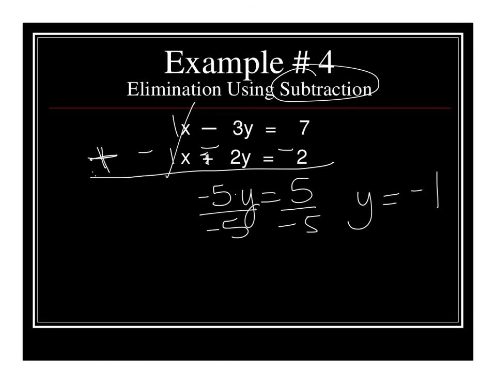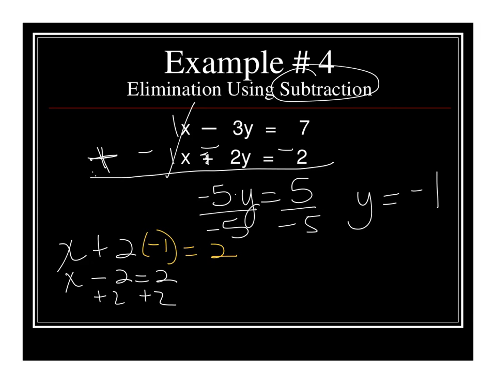Then I take that value for y and I plug it back in. Like I said, it doesn't matter which one you use. I'll use the second one this time. X plus 2 times negative 1 equals 2, my original equation. So x minus 2 equals 2, and I add 2 to each side. So that means my x value is 4, so my ordered pair is 4, negative 1.